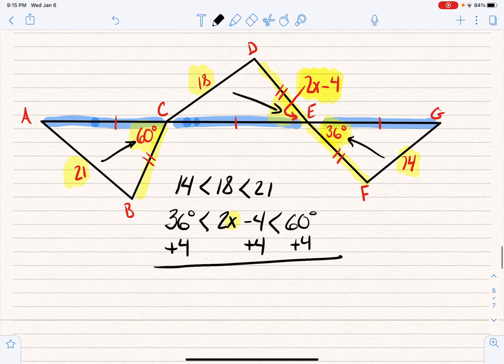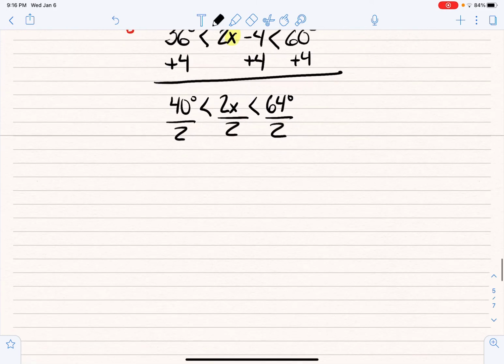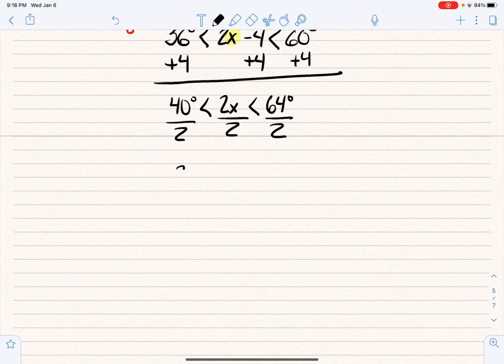So 36 plus 4 is 40 degrees. So less than 2x, which is less than 64 degrees. And then you just have to divide by 2. Divide this by 2, divide this by 2, and divide this by 2. And at that point, you get 40 degrees divided by 2 is 20 degrees, which is less than x, which is less than 32 degrees.